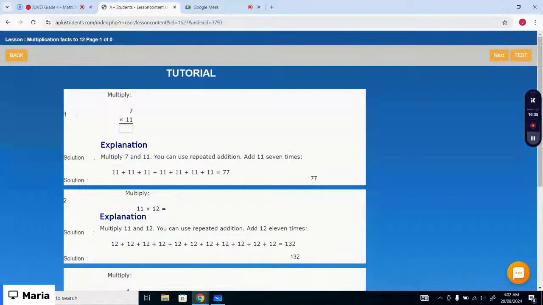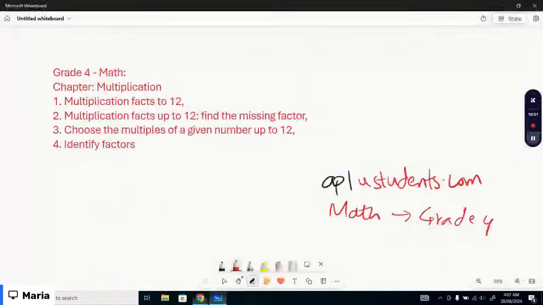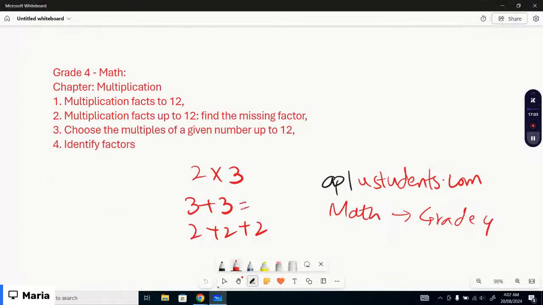So let's understand multiplication first, right? Basically multiplication is repeated addition. You have to add again and again, and that is exactly the same as multiplication. For example, 2 times 3: you do 3 plus 3 or you do 2 plus 2 plus 2. They both are exactly the same, so multiplication is the same as repeated addition.